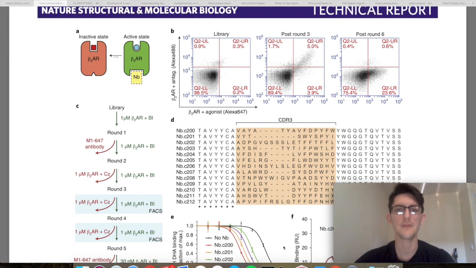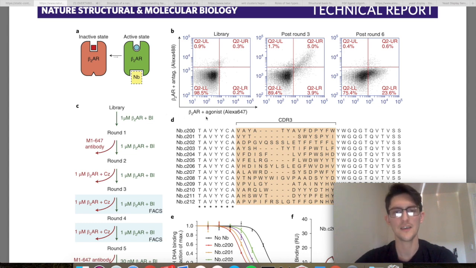Figure 3b shows three of the rounds of their sorting approach via FACS. In each case they've mixed the yeast population with either the beta-2 adrenergic receptor and agonist, which has been labelled with Alexa Fluor 647, or beta-2 adrenergic with the antagonist, which has been labelled with Alexa 488. And so they sort on the basis of either one of these two colours.